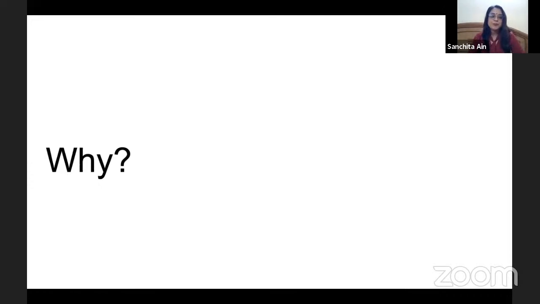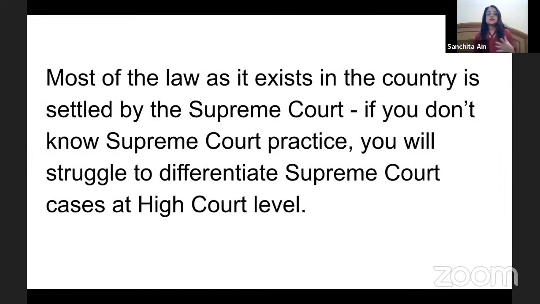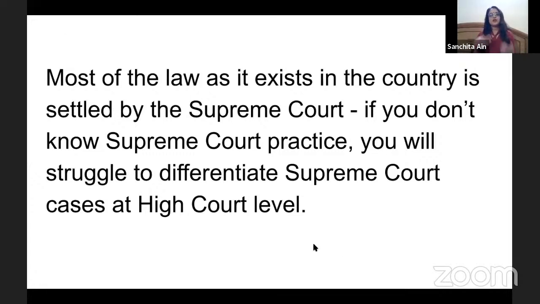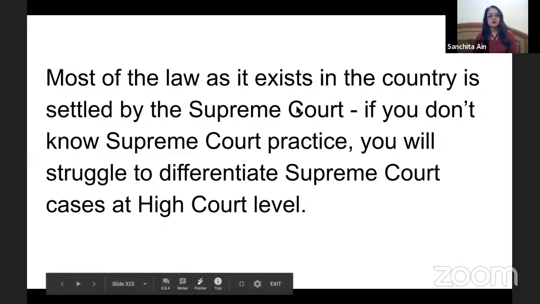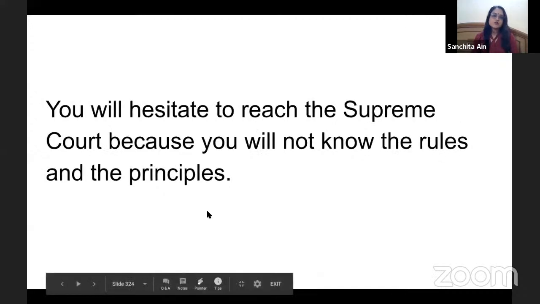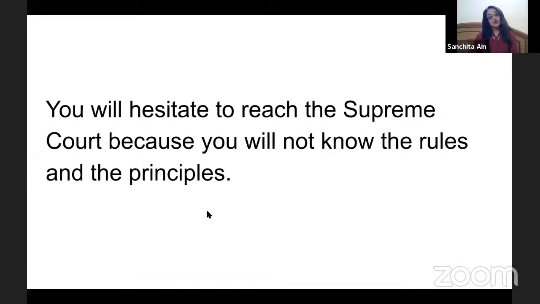Let's see how. Most of the law as it exists in the country is settled by the Supreme Court. If you don't know Supreme Court practice, you will struggle to differentiate Supreme Court cases at high court level, right? So you are obviously dealing with cases that have been decided by the Supreme Court, 141. So Article 141 gives a precedential value to Supreme Court judgments. Therefore, you'll hesitate to reach the Supreme Court because you will not know the rules and the principles, right? Therefore, it becomes very important to learn Supreme Court practice.